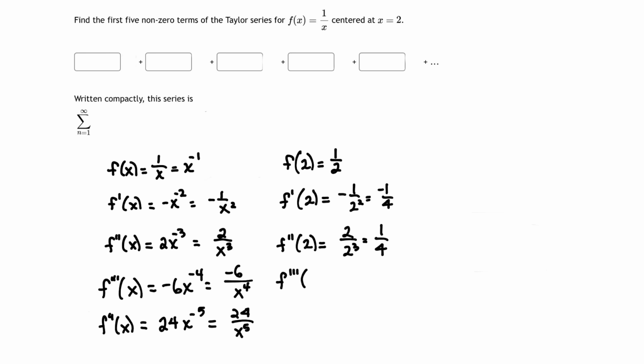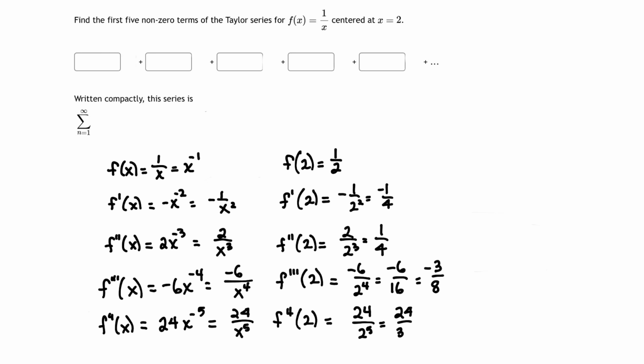Our third derivative at 2 is negative 6 over 2 to the 4th, or negative 6 over 16, which reduces down to negative 3 over 8. Our fourth derivative at 2 is just 24 over 2 to the 5th, which is 24 over 32. If we divide top and bottom by 8, that gives us 3/4.